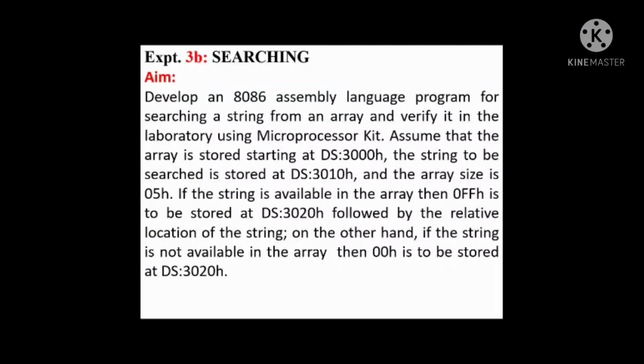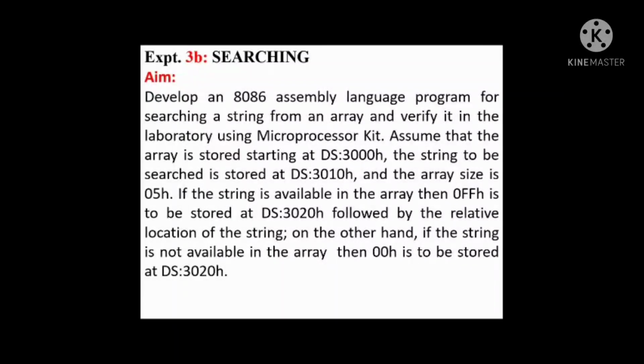Experiment 3B: searching for a string in an array. The aim is to develop an 8086 assembly language program for searching for a string in an array and verify it in the laboratory using a microprocessor kit. We assume that the array is stored starting at 3000H. The string to be searched is stored at 3010H and the array size is 05H.